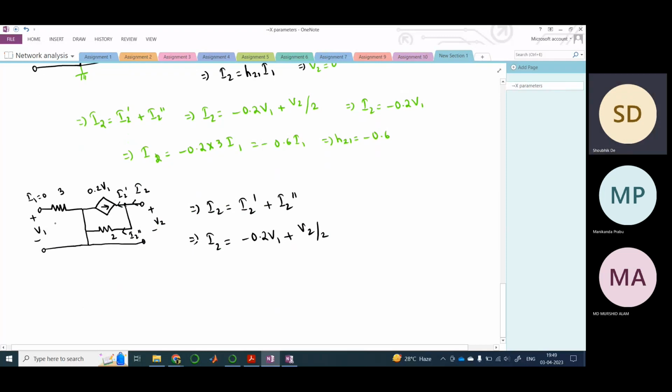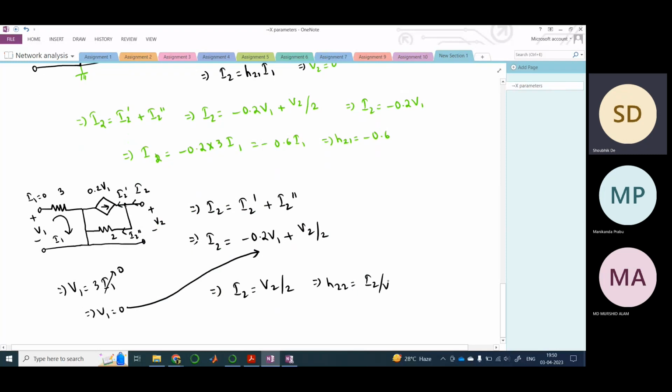Previously it was grounded, therefore this was 0, right? And in the other loop, we simply apply KVL. So V1 is 3 I1. Now I1 is 0, therefore V1 is 0. You substitute this here, so it comes V2 by 2, right? So therefore H22 is I2 by V2, and this comes to be 0.5.